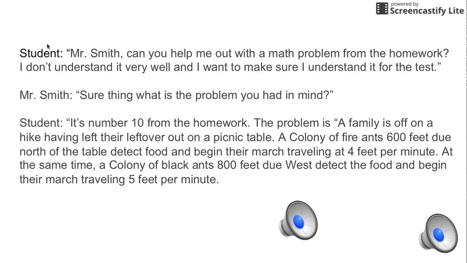The problem is, a family is off on a hike having left their leftovers out on a picnic table. A colony of fire ants 600 feet due north of the table detect food and begin their march traveling at 4 feet per minute. At the same time, a colony of black ants 800 feet due west detect the food and begin their march traveling 5 feet per minute.